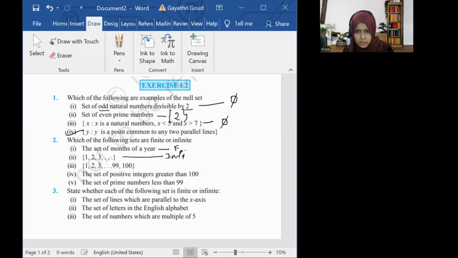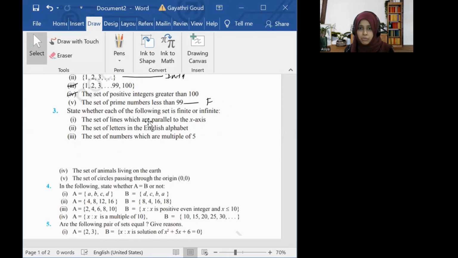Now, let us go for the fifth problem. The set of third and fourth, you can take it as homework and give it a try. In case you're not able to do it, just leave comments below. We can do it for you. Now, the set of prime numbers less than 99. Can we count the prime numbers less than 99? Absolutely. So this is another example of finite sets.